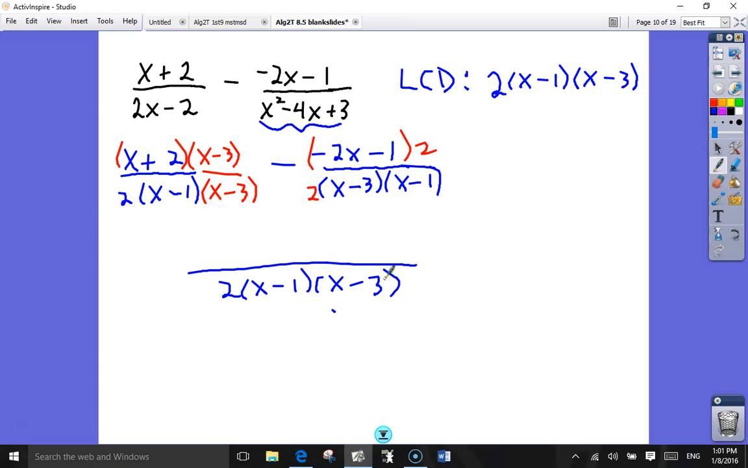So that is x squared, I'm going to FOIL this, x squared minus x minus 6. And this is going to be 2 times that and 2 times that, and then it's got to have a minus in front. So what would that be? Negative 4x plus 4x and negative 2 plus 2.